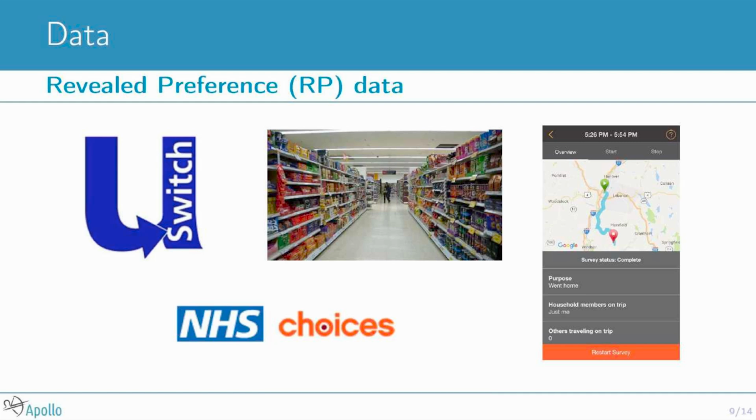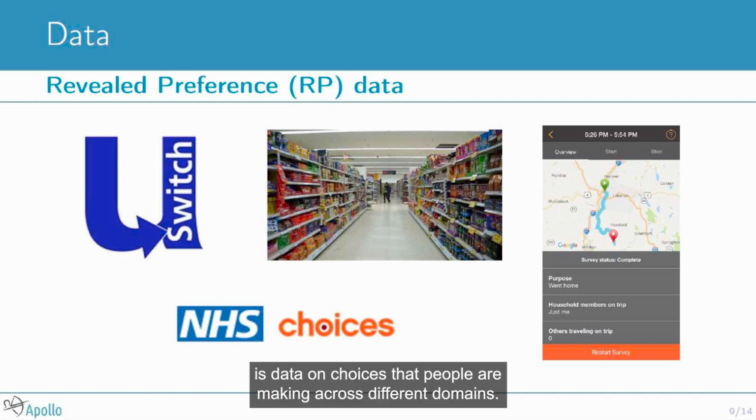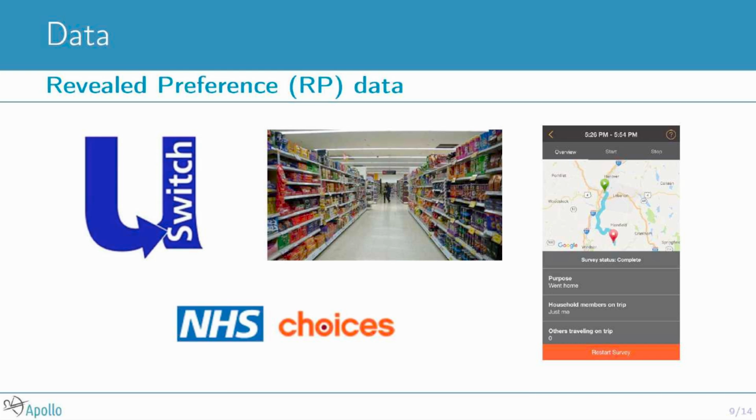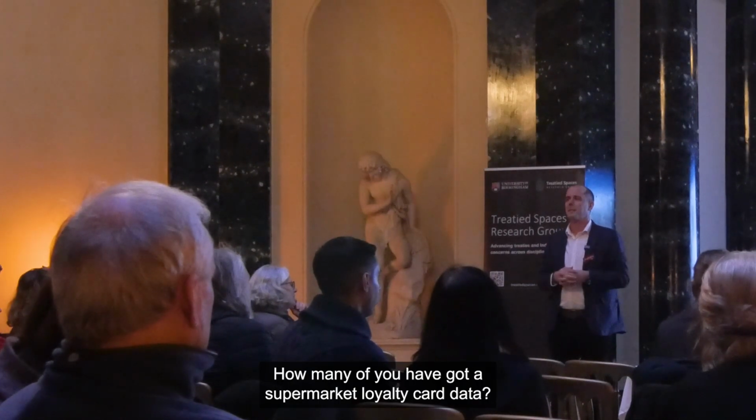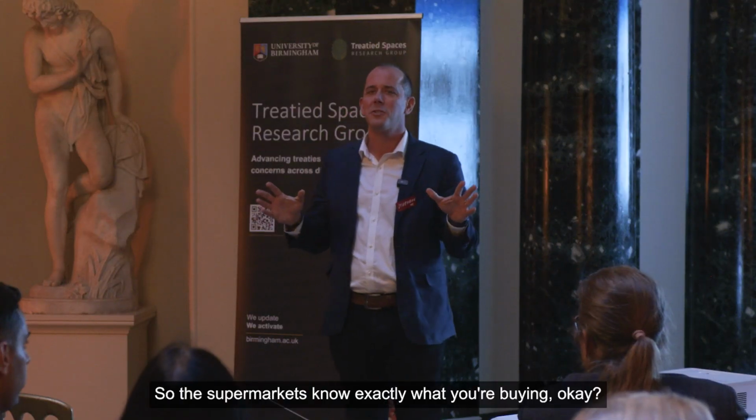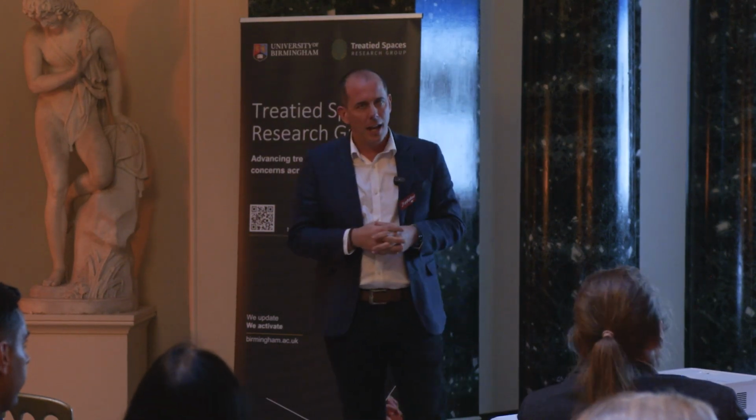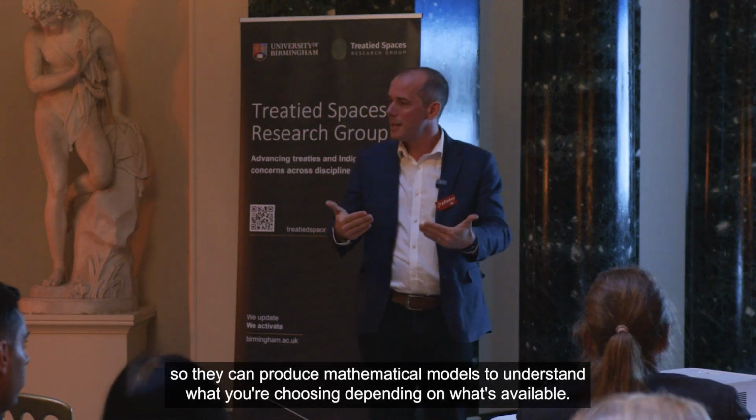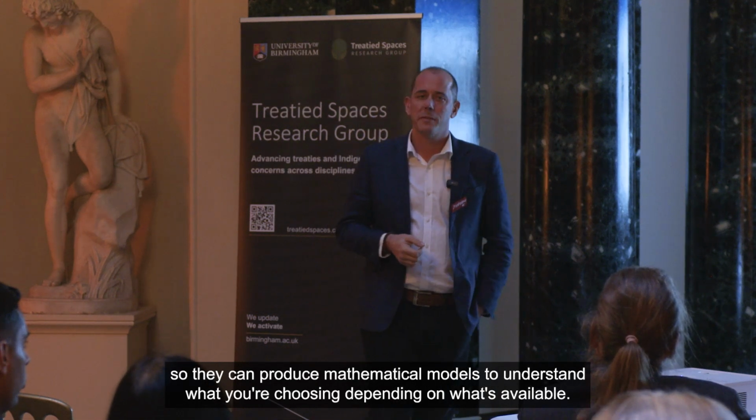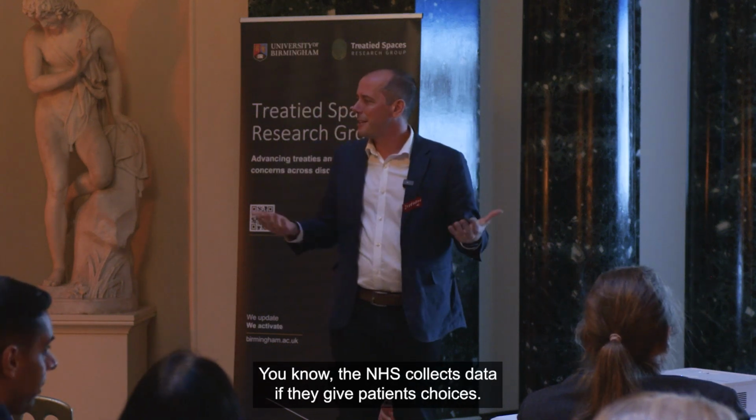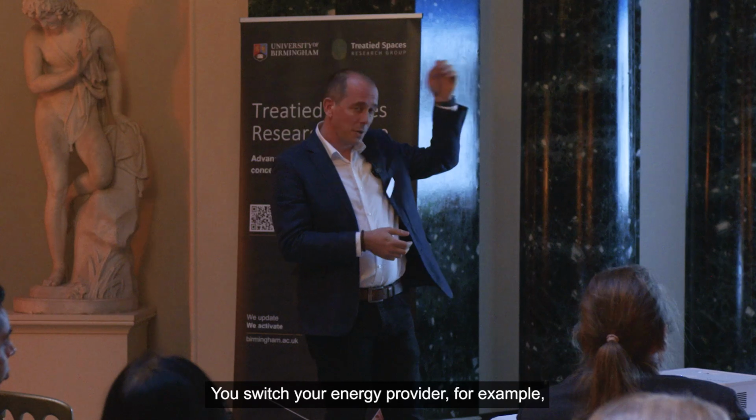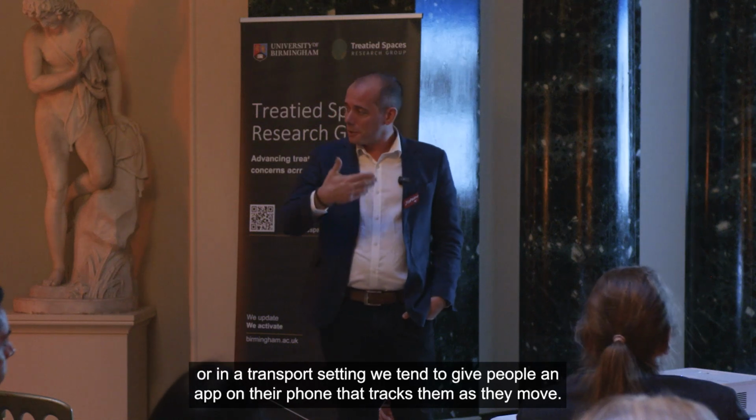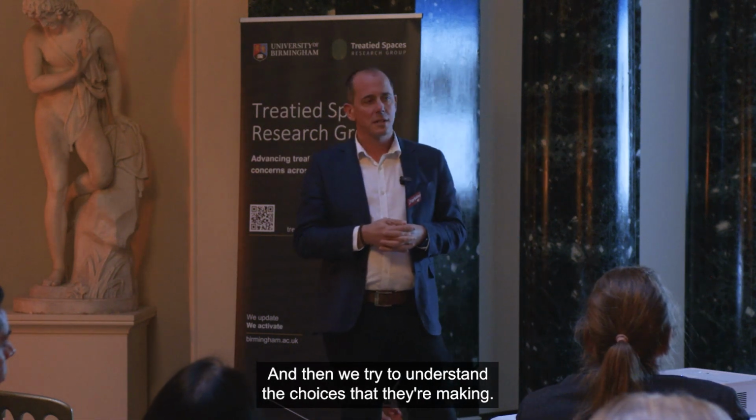So revealed preference data is data on choices that people are making across different domains. Okay, so let's focus on the middle example, supermarket shelves. How many of you have got a supermarket loyalty card? Most of you. Okay, so the supermarkets know exactly what you're buying, on any day of the week, and they also know what's in the shop. So they can produce mathematical models to understand what you're choosing depending on what's available, okay? There are other examples on this. The NHS collects data if they give patients choices. You switch, for example, changing your energy provider. Or in a transport setting, we tend to give people an app on their phone that tracks them as they move, and then we try to understand the choices that they're making.